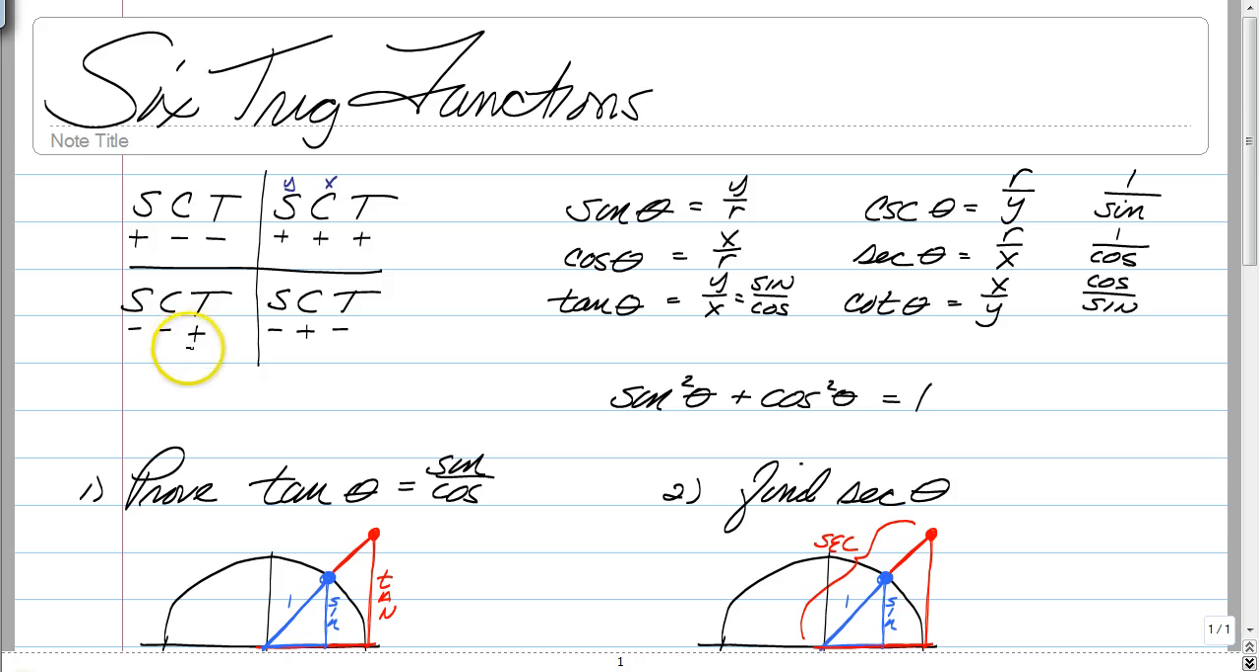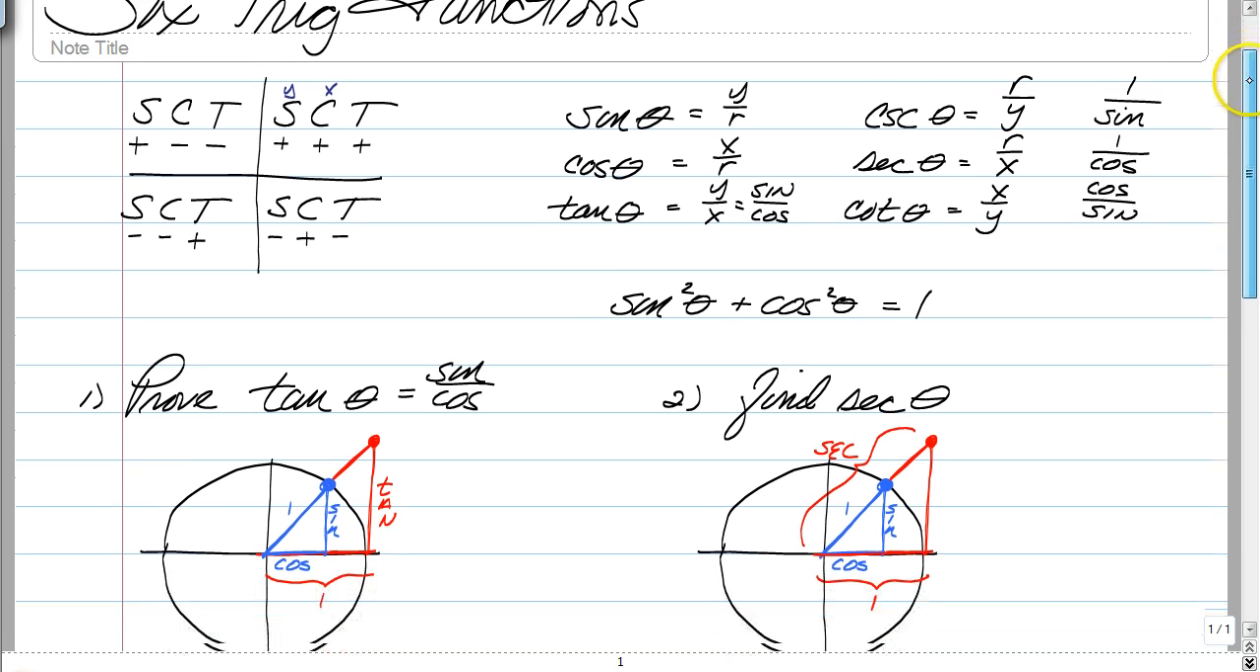In quadrant 3, tangent is the only one that's positive, because sine divided by cosine, or negative divided by a negative, is positive. And in quadrant 4, cosine is x, and this is the only place where x is positive and y is negative. So that's why we have cosine being the only positive one. Also remember, sine squared plus cosine squared is equal to 1, our Pythagorean identity. So we're going to use a whole bunch of this stuff to talk about some new types of problems.